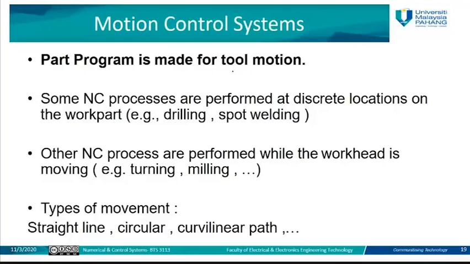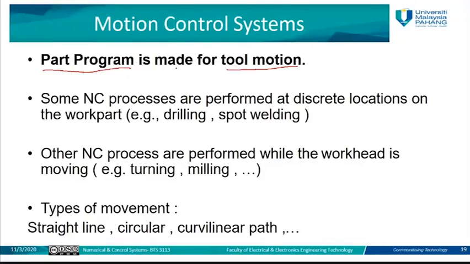That means we said the NC machine consists of three main parts. The first part was the instruction command, or part program. The second is the MCU. The third is the machining tools. So when we talk about the part program, the first component of the NC machine, actually this is made for the tool motion.